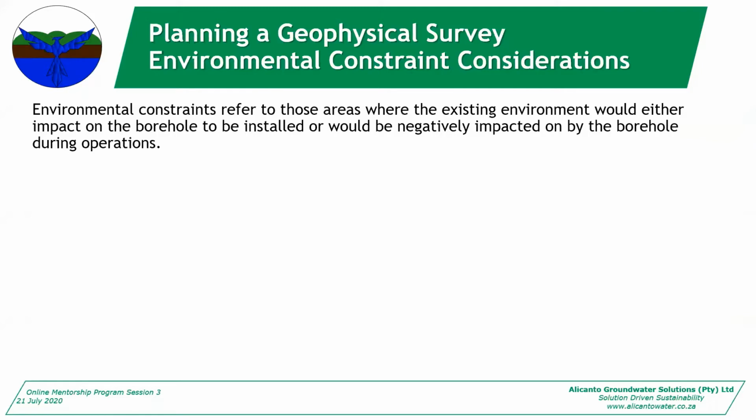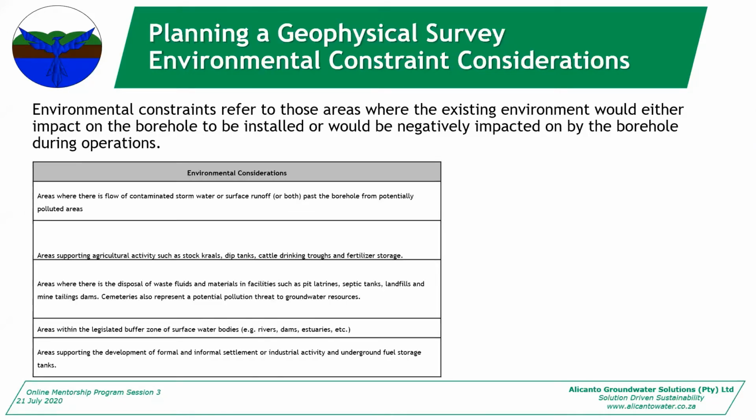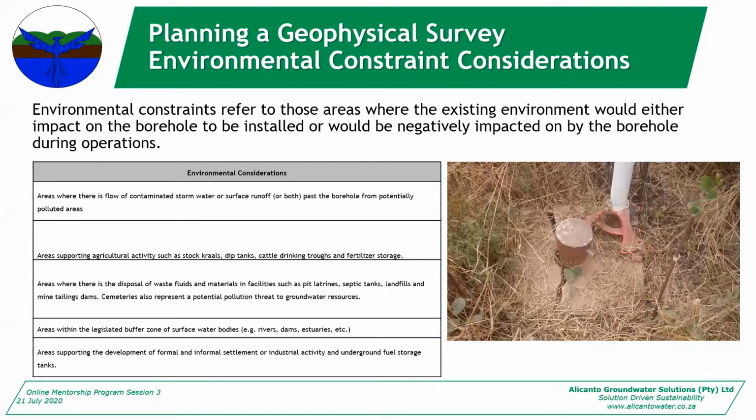Environmental constraints that you have to take into consideration are those areas where the existing environment could either impact on your borehole or be impacted on by your borehole. So that's areas where there's contaminated surface water or stormwater runoff going past the borehole and potentially entering the borehole. Areas where there's support for agriculture, where you have storage for fertilizers, cattle dips, etc. In this picture here, the borehole got run over by a bulldozer. Even though it's in the middle of nowhere, they still ran over it.